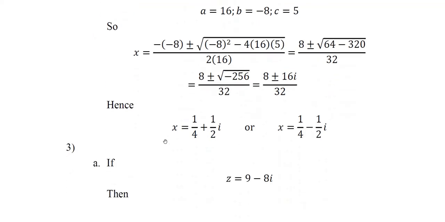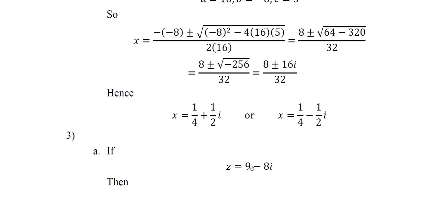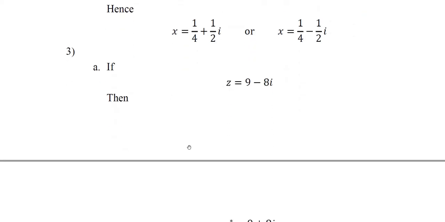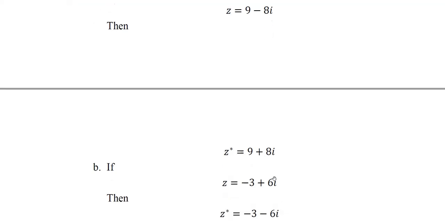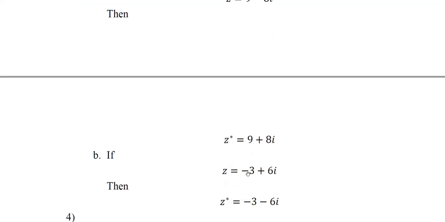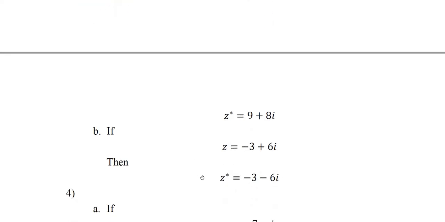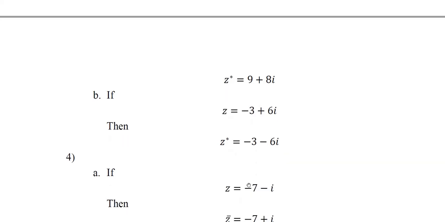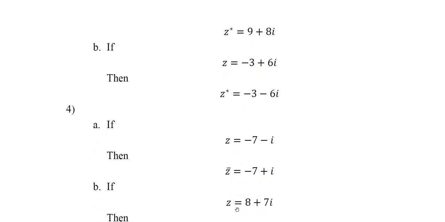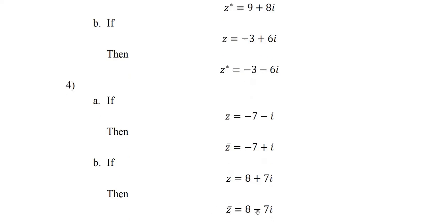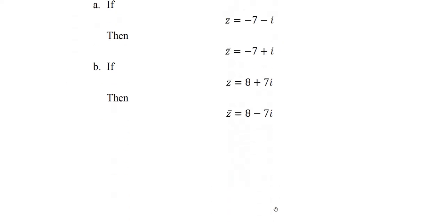Number 3. If z is equal to 9 minus 8i, then z star is equal to 9 plus 8i. If z is equivalent to minus 3 plus 6i, then z star is minus 3 minus 6i. For part A. If z is equivalent to negative 7 minus i, then z bar is equivalent to negative 7 plus i. If z is equivalent to 8 plus 7i, then z bar is 8 minus 7i. And that is the end of the solutions.